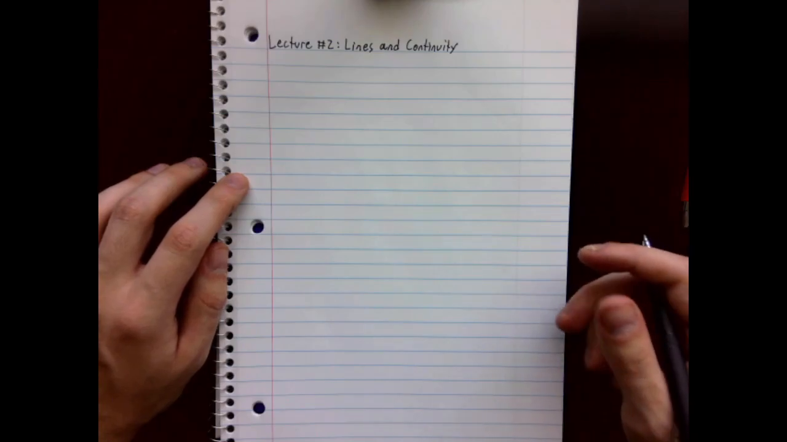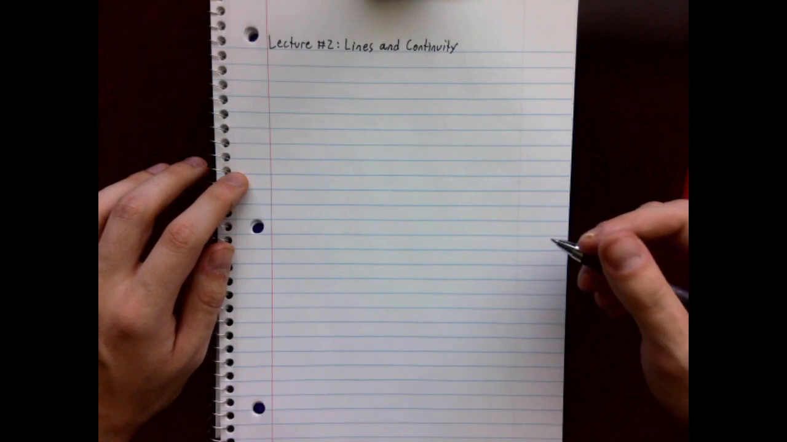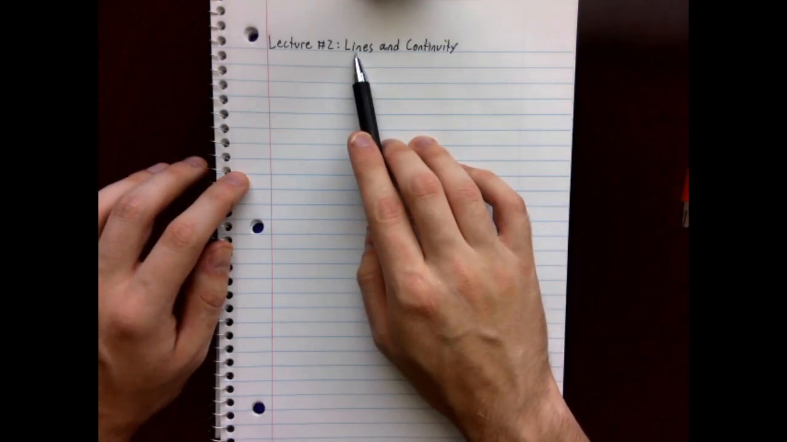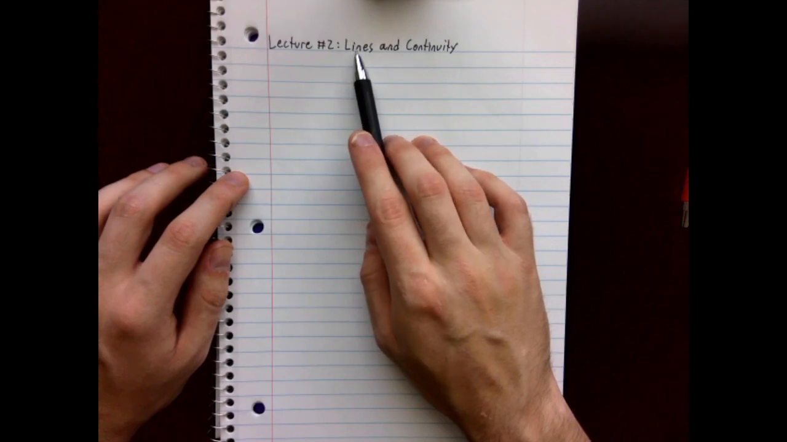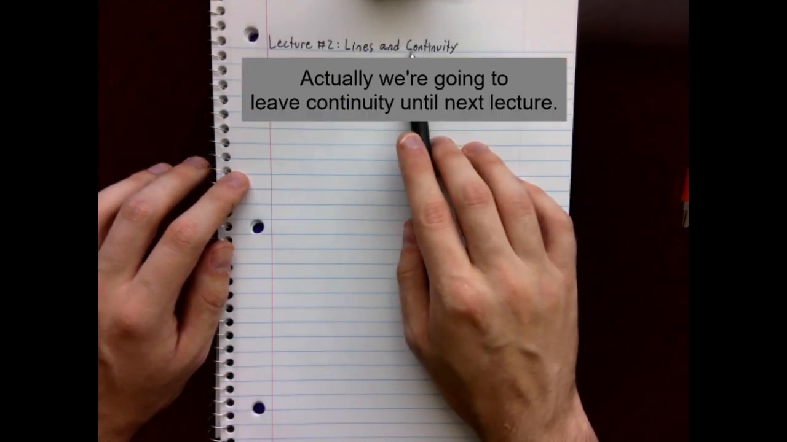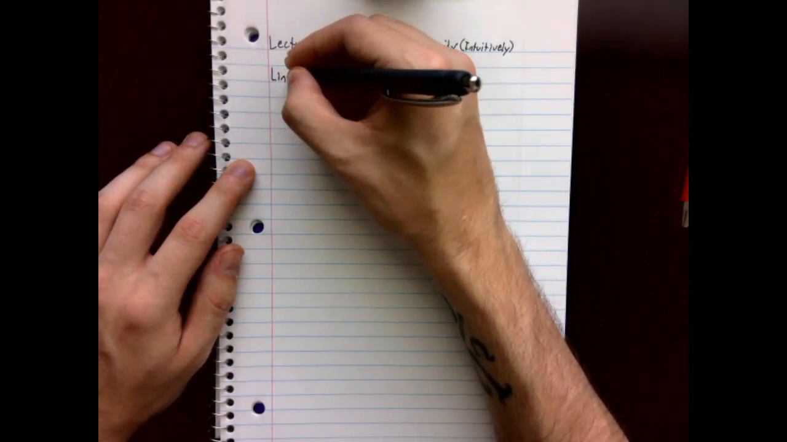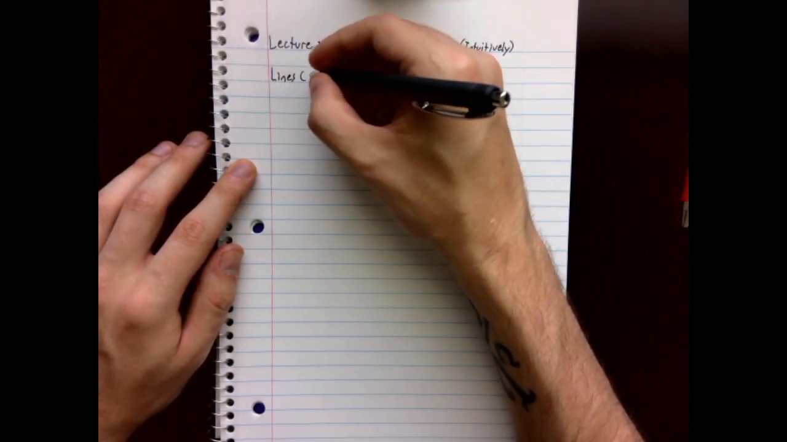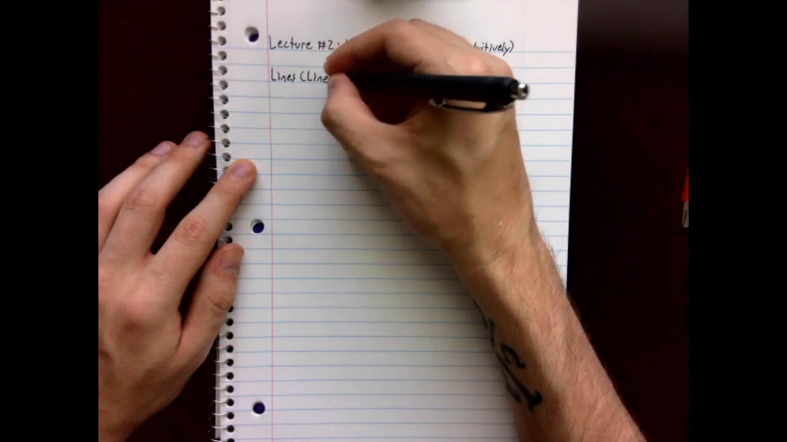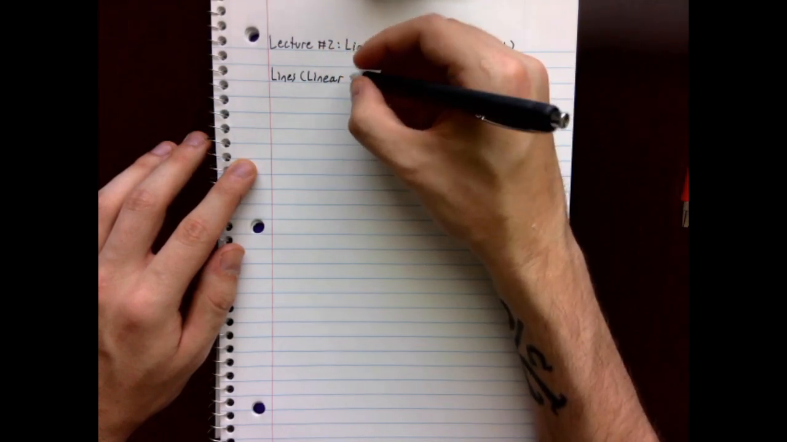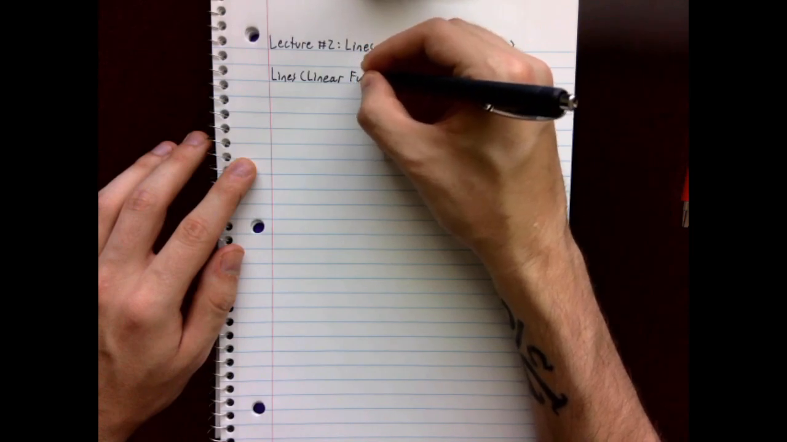Okay, welcome to the second lecture in this series of calculus videos. Today what I want to talk about is more simple function related stuff. In particular, I want to talk about some of the most simple functions, which are lines, and then the concept of continuity. So first thing, talk about lines, or their fancier name, linear functions. If I say a function is linear, I just mean its graph is a line.